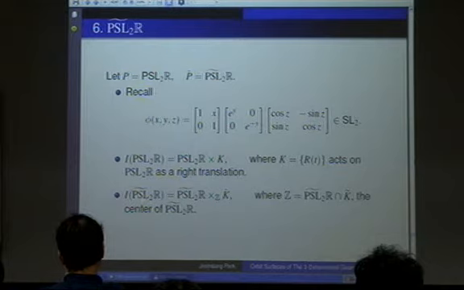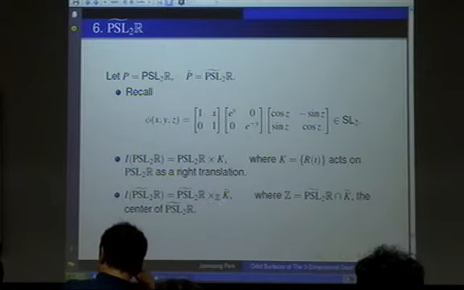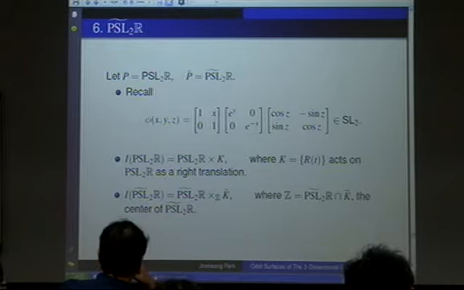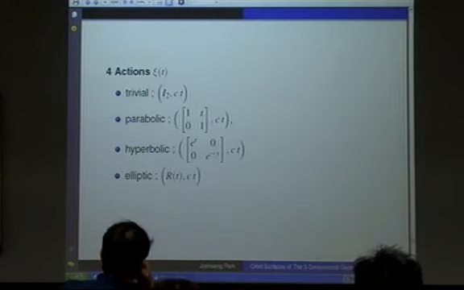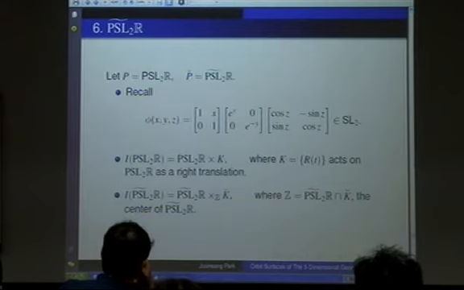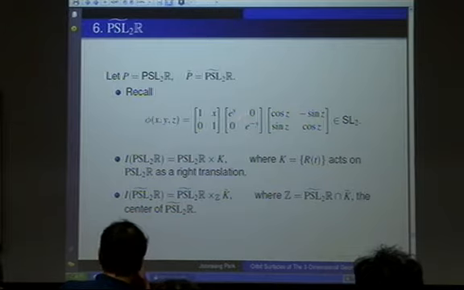Now let's take the universal cover of this setting. Then the isometric group of the PSL2R tilde is PSL2R tilde times K tilde mod G, where G is the center of this universal group. Now let's see this one again. We call this kind of one-dimensional group parabolic. For this one, hyperbolic, and this one, elliptic.